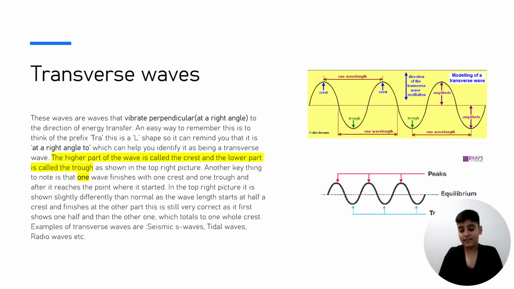You might have seen this in music, if you're a musician, maybe playing guitar. You may have seen amplitude. So one wavelength is one crest and one trough. But you may see in the top right picture that in the top one wavelength, it has half a crest, a full trough, and another half of a crest. That is still right, even though it's only half and half, because it makes one. That is why it's right.